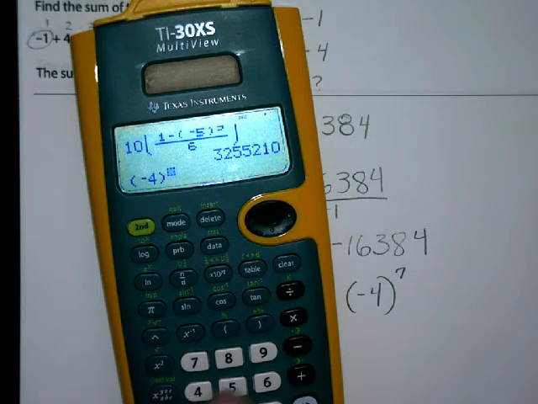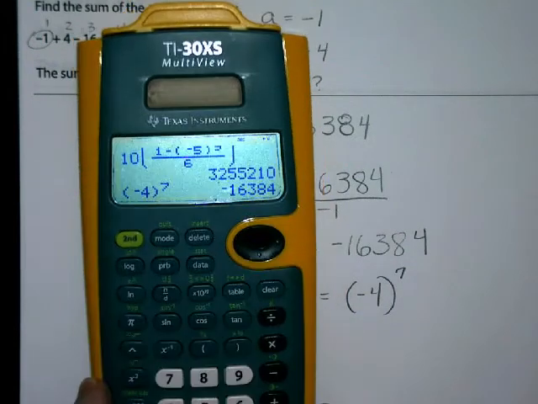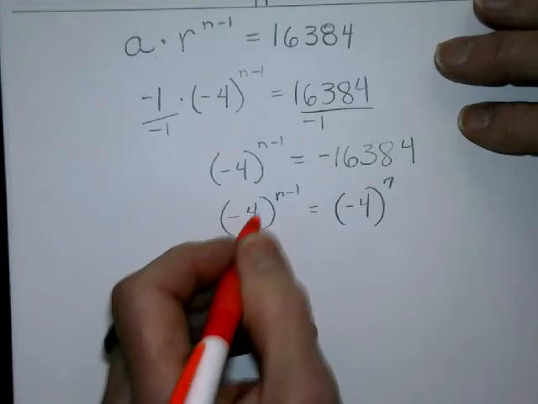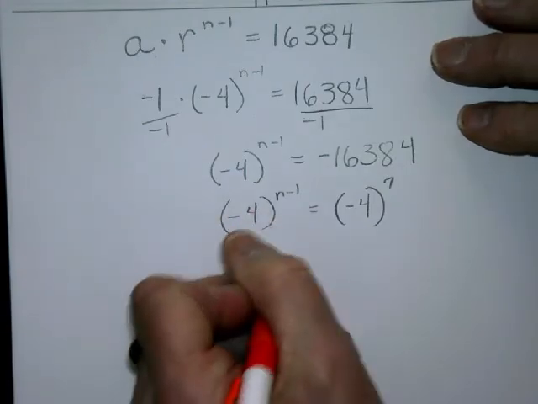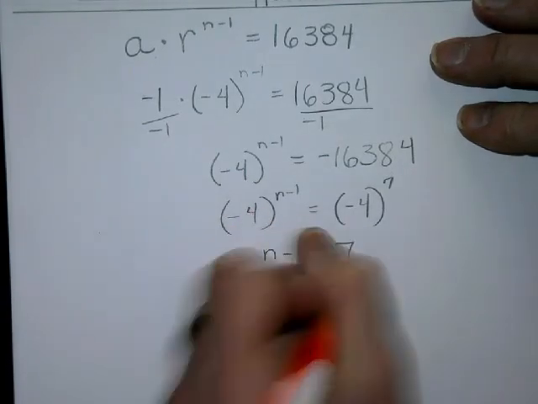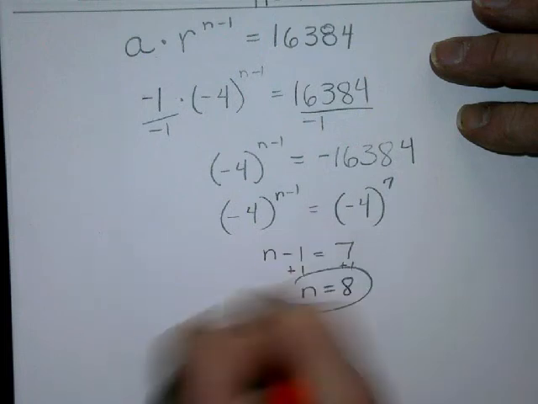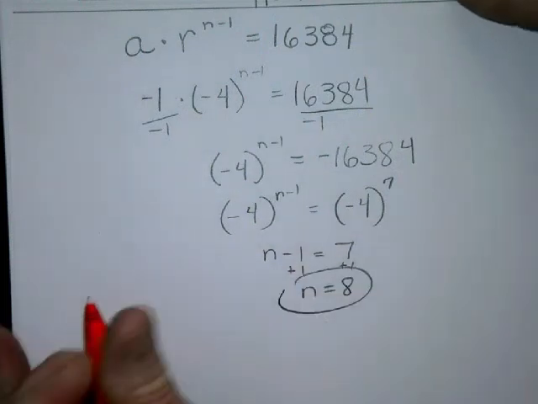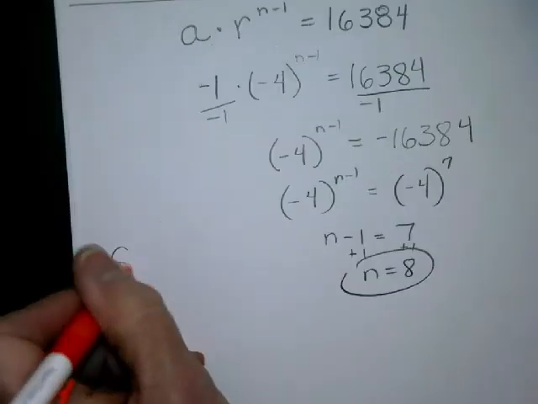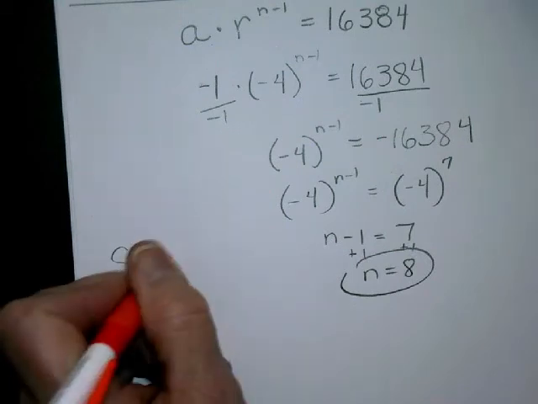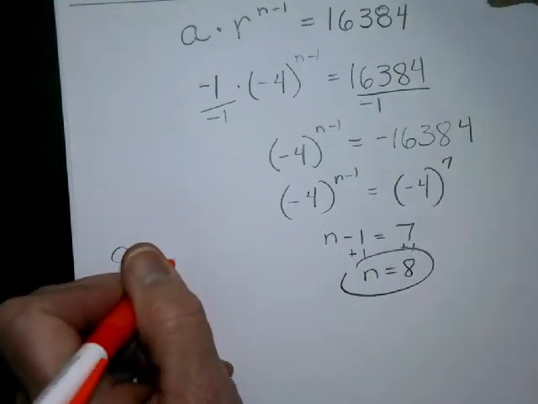So you can check and see. Go down, parenthesis, negative 4 to the 7th gives me the value I need. Nice to know that. Equal bases means equal exponents. Add 1. So there's my n I need for my summation formula.